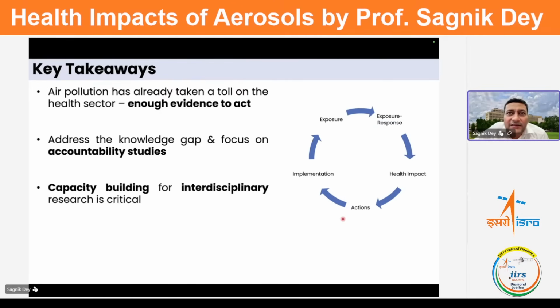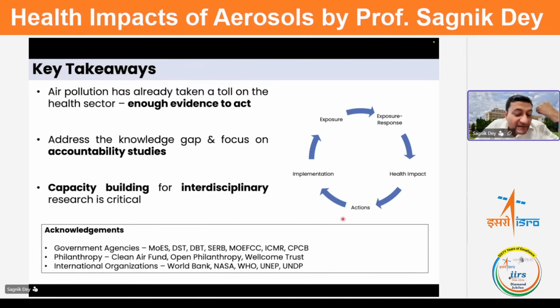And you must have understood that to do all of these things, you need different types of skill. You need modeling skill, you need data interpretation skill, you need biostatistical analysis skill. In a sense, capacity building for interdisciplinary research is really, really critical to take up such kind of complex interactions. You need to understand biology, you need to understand environment, you need to understand modeling and many other things.